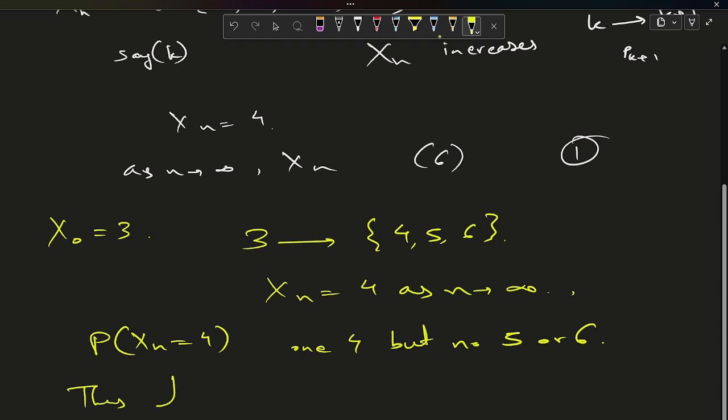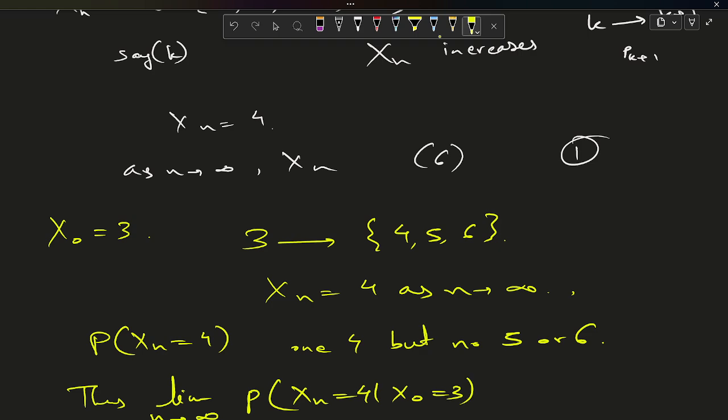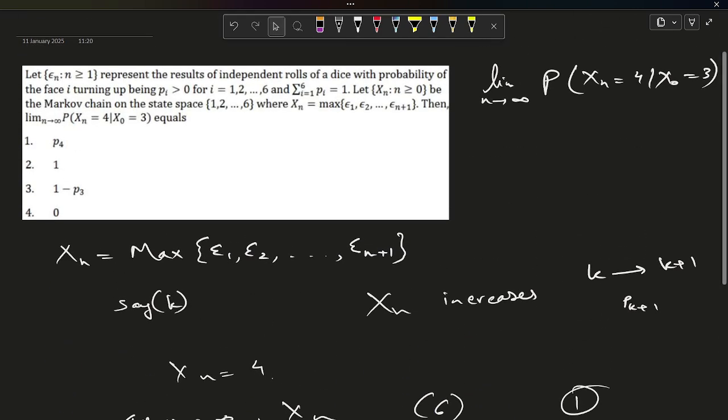So what will happen? Thus the given limit, that means limit n tends to infinity of the probability that this occurs, goes to 0, because eventually values greater than 4, that means 5 or 6, will appear. So the correct option of this question will be 0.